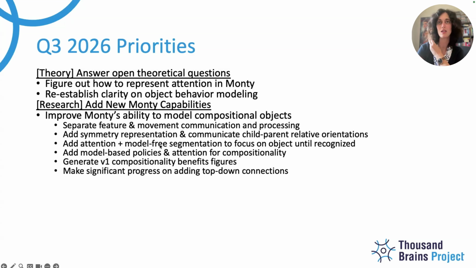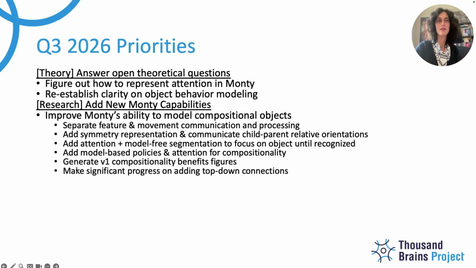Adding attention and model-free segmentation to focus on an object until recognized. That's what Scott is working on. It's one of the current major remaining issues that Rami identified with our compositional inference. And then adding model-based policies and attention for compositionality, something Niels is starting to look into. And then finally generating version 1 of compositionality benefits figures. So ideally, these items above will address all the major remaining outstanding issues, and we can finally make those figures showing the benefits of learning compositional models.